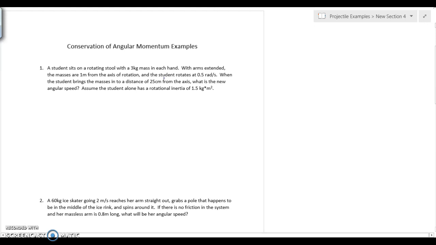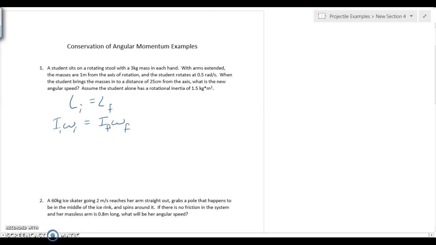So we should know from the demo and a little bit about conservation of angular momentum that the rotational speed is going to increase. All right, so we're going to solve this problem using conservation of angular momentum. So initial angular momentum equals final angular momentum. Since the student is rotating the whole time, we're going to go I omega equals I omega, initial and final. The inertia is going to be initial and final as well.